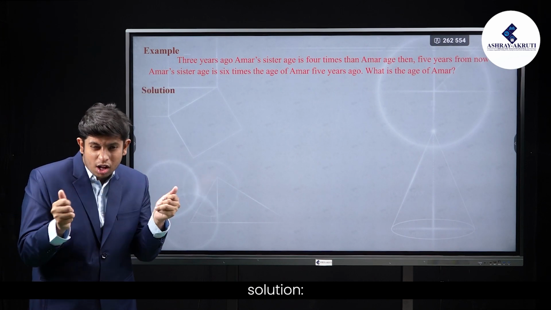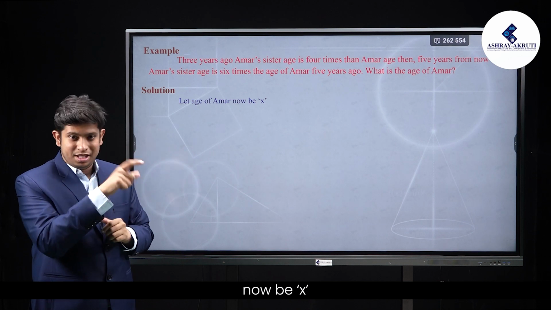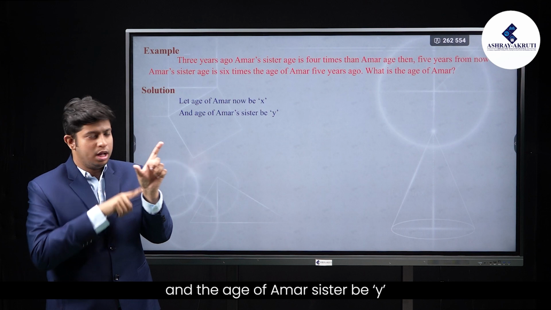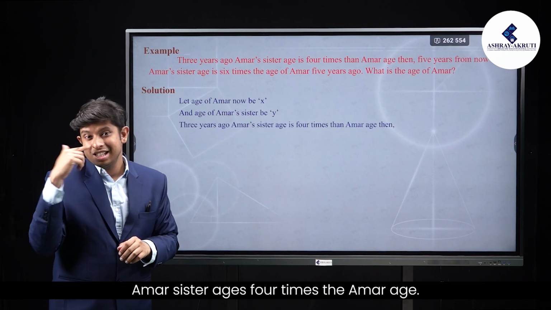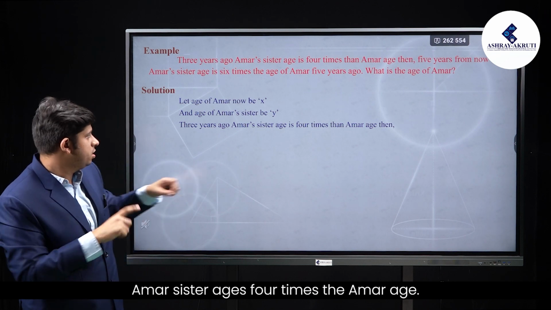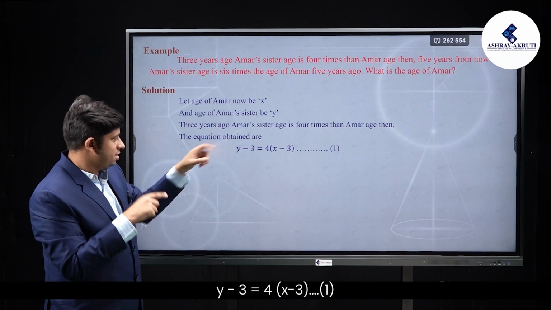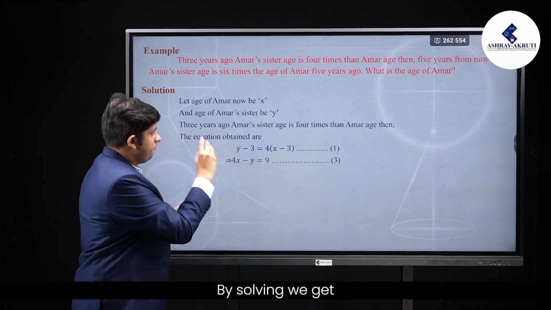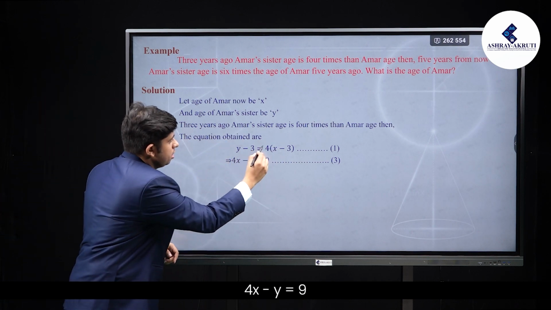Solution. Let the age of Amar now be x and the age of Amar's sister be y. 3 years ago, Amar's sister's age was 4 times Amar's age. Then the equation obtained is y minus 3 is equal to 4 into (x minus 3). By solving, we get 4x minus y is equal to 9.